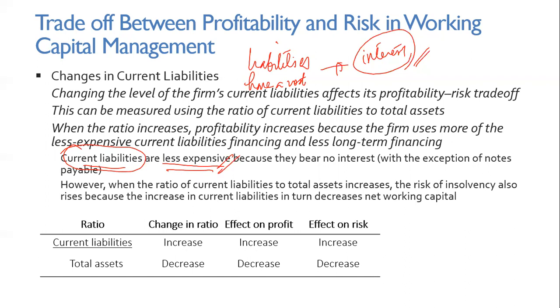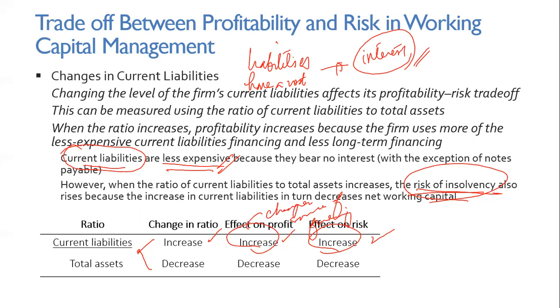And so therefore, an increase in current liabilities also increases profit. Why? Because it is a cheaper source of funding. Now, of course, if you have more current liabilities, you have more liabilities that you have to pay in the next month or so, or in the short term. And because of that, the risk of insolvency also rises, because you have to pay current liabilities within the year or within the business cycle. And so therefore, it also increases the risk of a company.